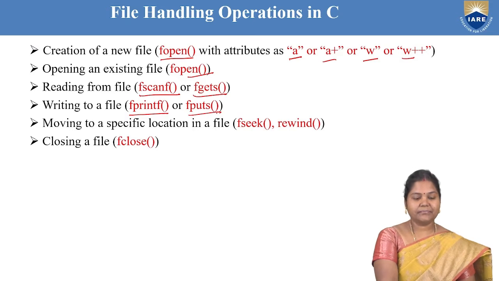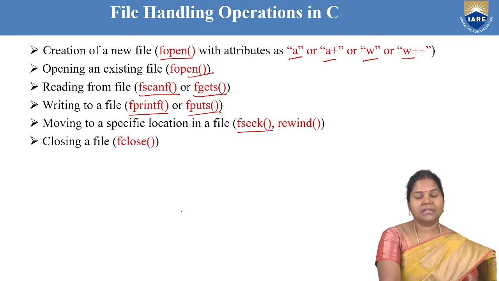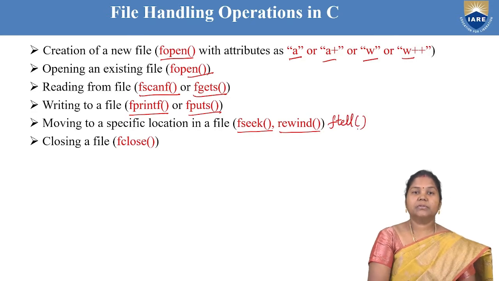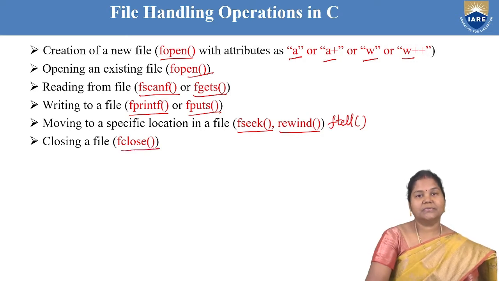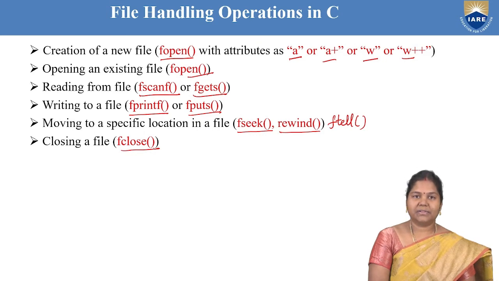Now, if you want to do any random accessing to the file, that means if you want to move to a specific location in the file, then use the fseek function, rewind function, and ftell function. These are very useful functions in C language for doing random positioning in the file. Now, once your work is over, you should close the file using the fclose function.